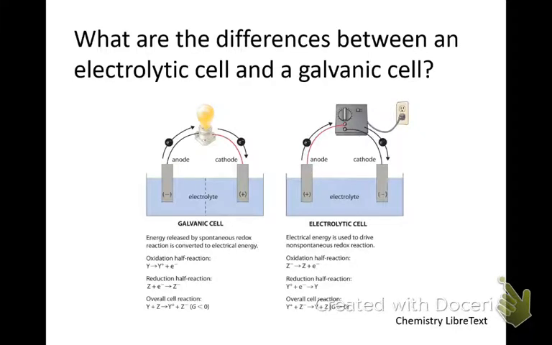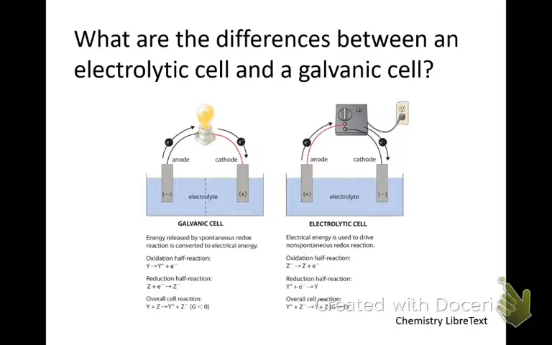So a galvanic cell or a voltaic cell, those are the cells we've been talking about so far. And in those cells, energy is released by a spontaneous redox reaction. So we're converting the chemical energy of the redox reaction into electrical energy. We said before that oxidation occurs at the anode, which is the negative electrode, where we're removing electrons from the anode and they're migrating toward the cathode, where reduction occurs.